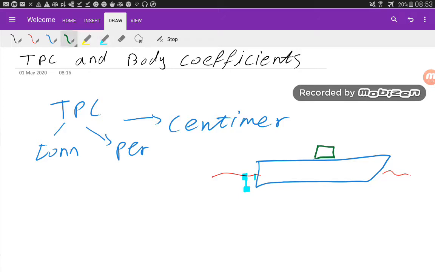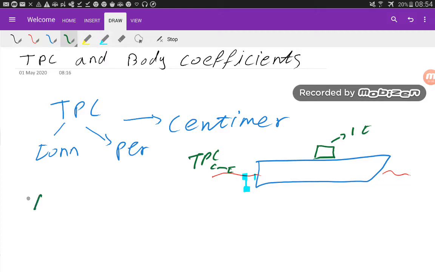Okay, so if we are adding a weight, which is 1 ton, definitely our vessel will sink more. But how much will be this change of the draft? This change will be TPC, or ton per centimeter immersion. That means if we add 1 ton of cargo to the vessel, how much will the draft change? So that's the definition.